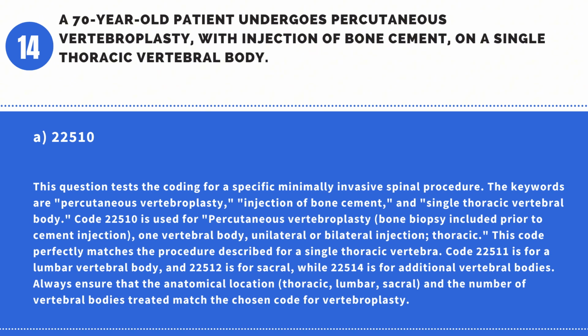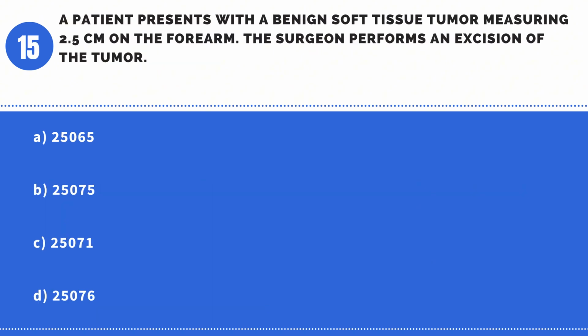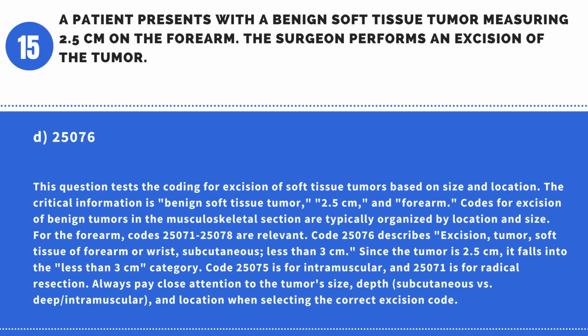Question 15. A patient presents with a benign soft tissue tumor measuring 2.5 cm on the forearm. The surgeon performs an excision of the tumor. A. 25065. B. 25075. C. 25071. D. 25076. Answer, D.